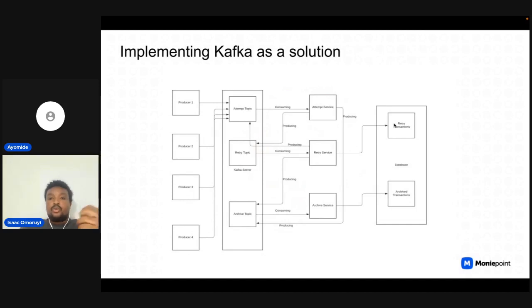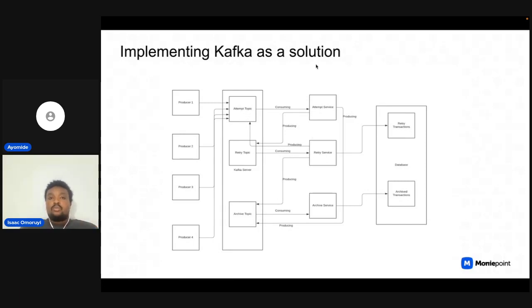So yes, the job picks up from this table and sends it back to the retry topic. Then the retry service can go ahead and consume those jobs that are now ready for processing from the retry topic and process them. And based on the status that we get after processing, we can either send it to the archive topic to be archived, or maybe to the attend topic.